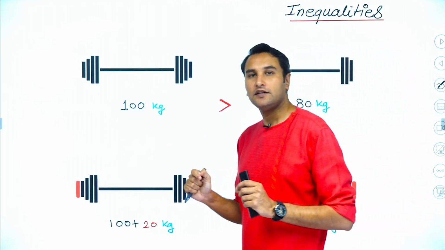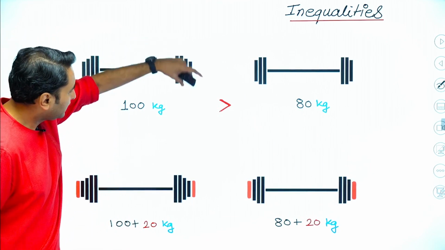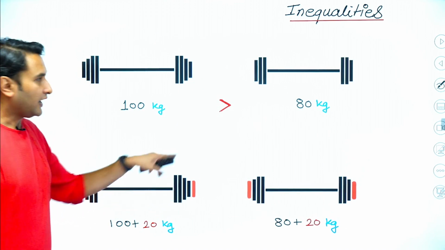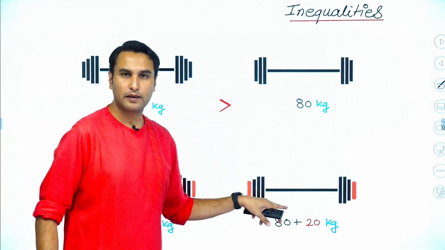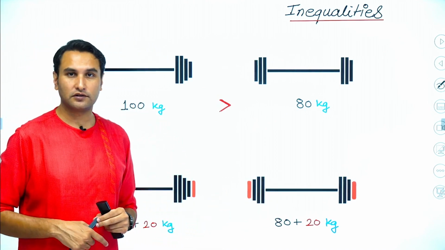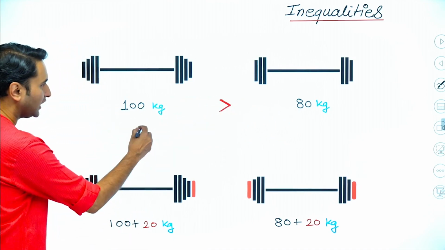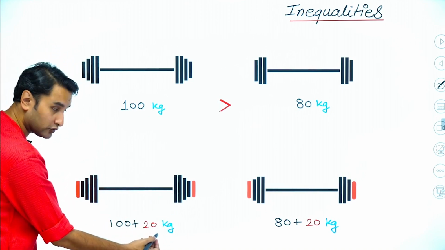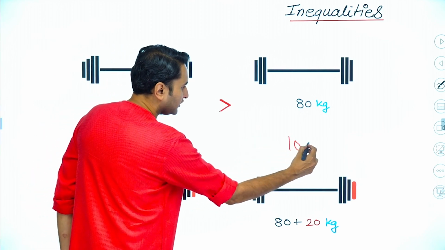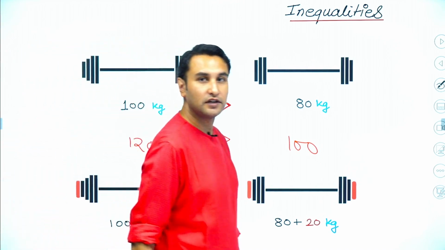What if I add equal weights to both the barbells? What happens if I add equal weights? So what I've done, I've added 20 kgs to this one as well as 20 kgs to this one. Will the nature of the inequality between them change? No. Look at this. What is here? 180. What I've done, I've added 20. So this has become 120 and this has become 100. Do you realize the inequality still remains the same? The inequality still remains the same, right?